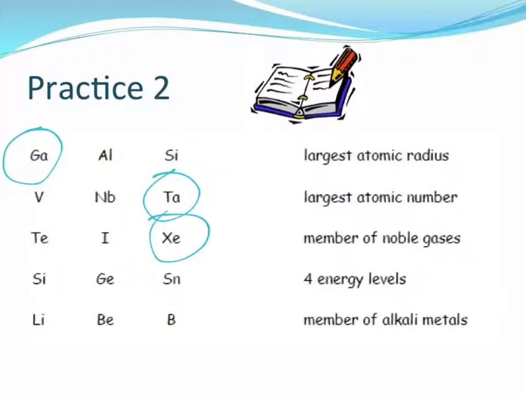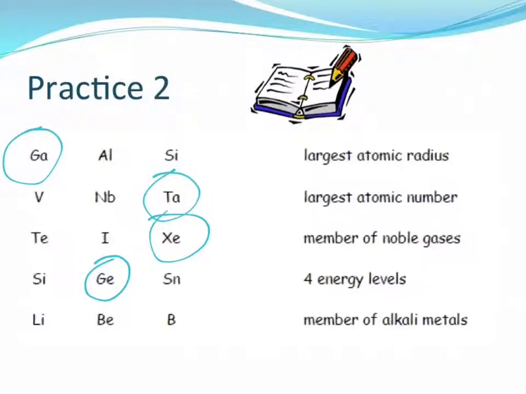4 energy levels. Si, Ge, or Sn. So we're looking at 14, 32, and 50. Who has the 4 energy levels? Georgia, choose someone. Cade. Hold up. Si. No, hold up. 4 energy. You said 4? Oh, Ge.